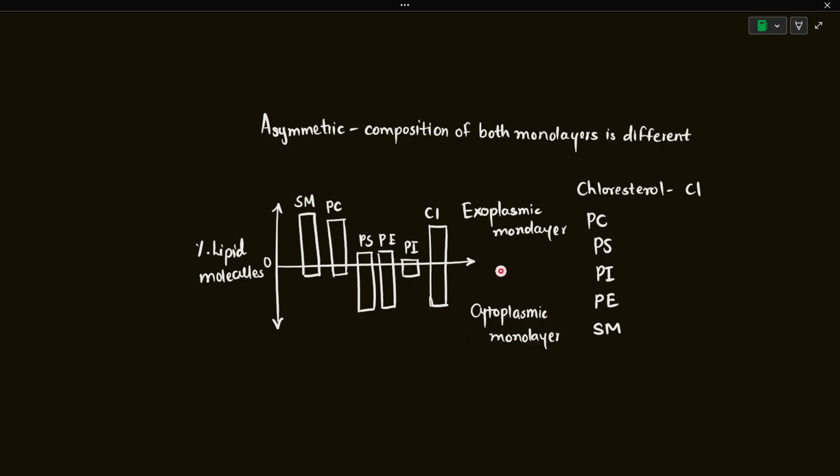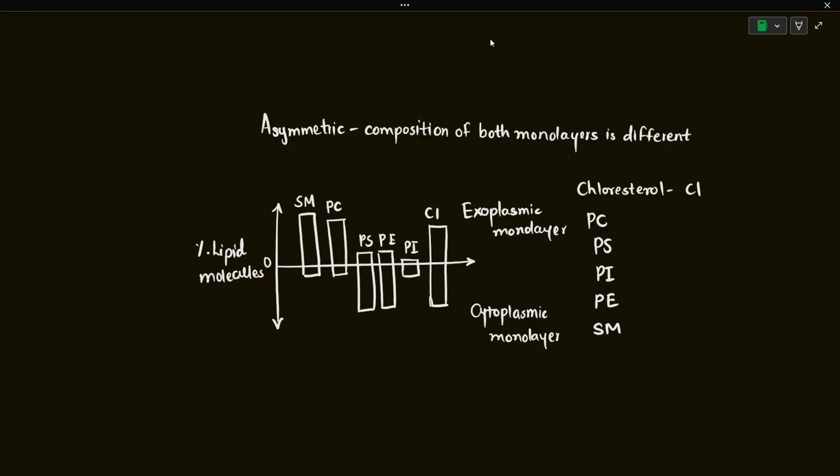But cholesterol, which is a sterol, is equally distributed in both of the monolayers, exoplasmic as well as cytoplasmic. So this is the only lipid molecule which has equal distribution in both of the monolayers.